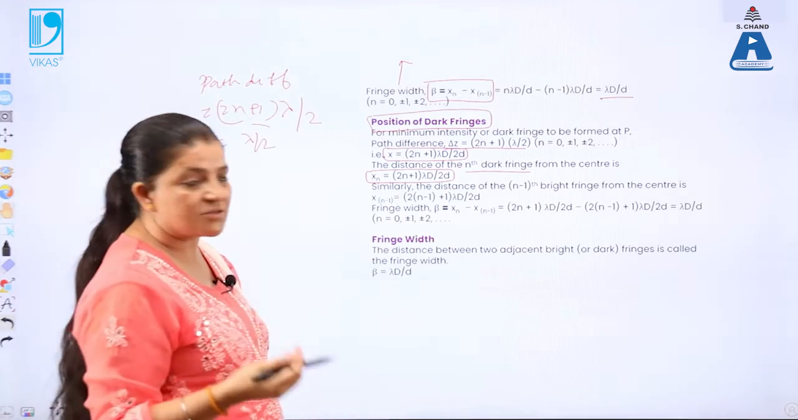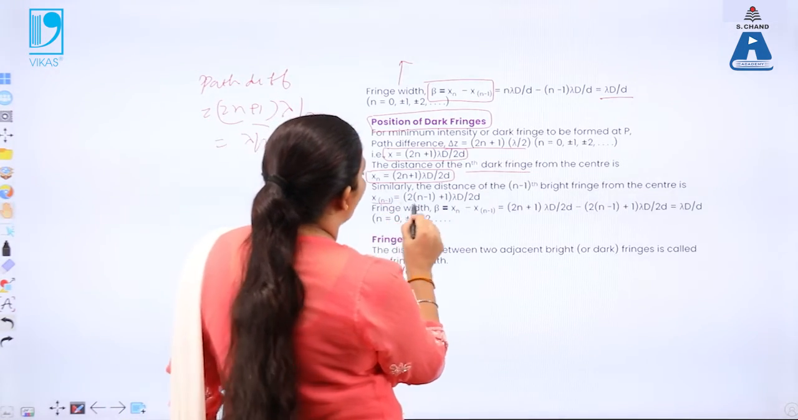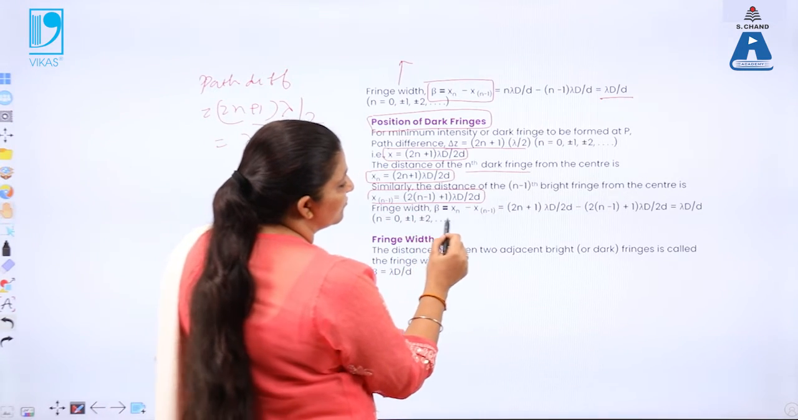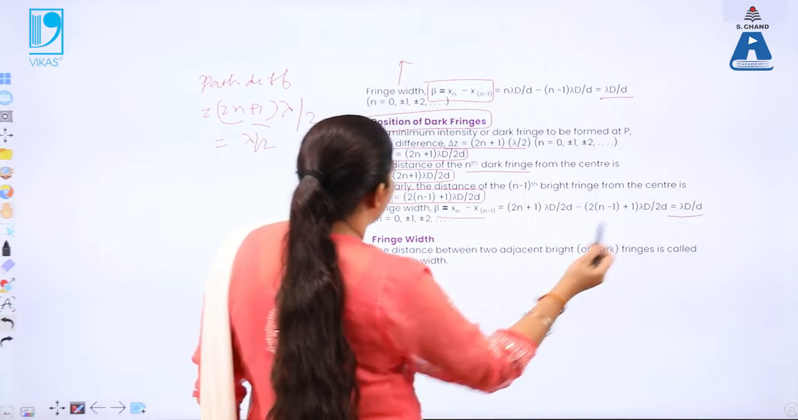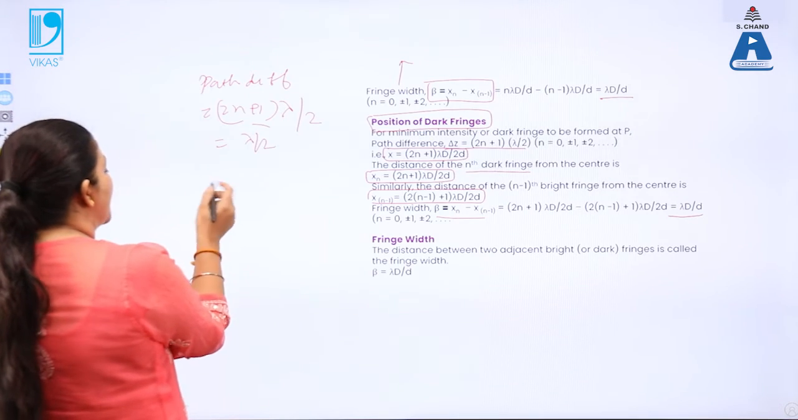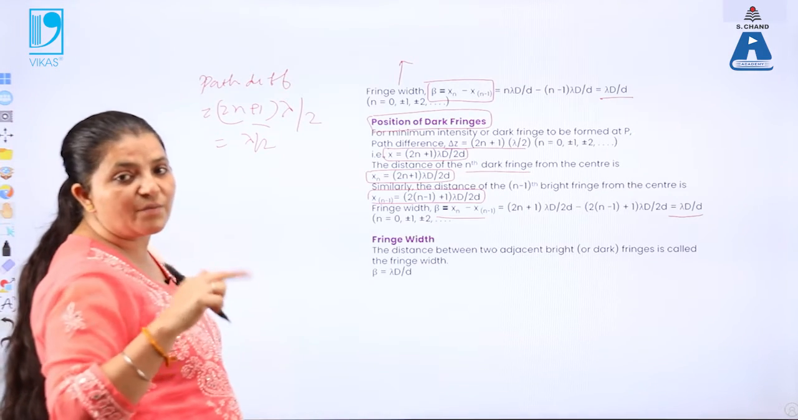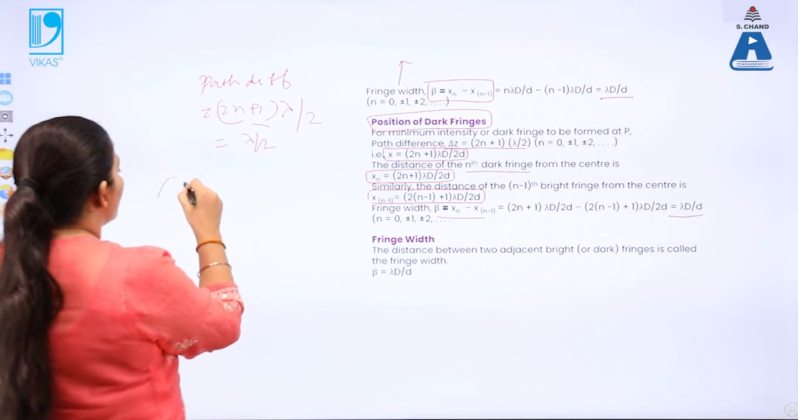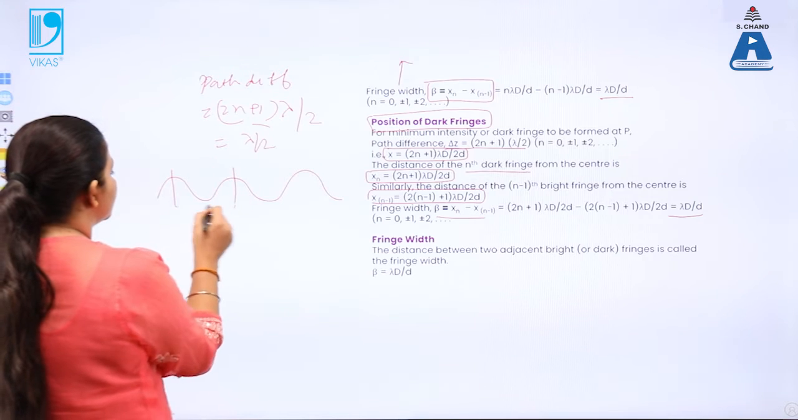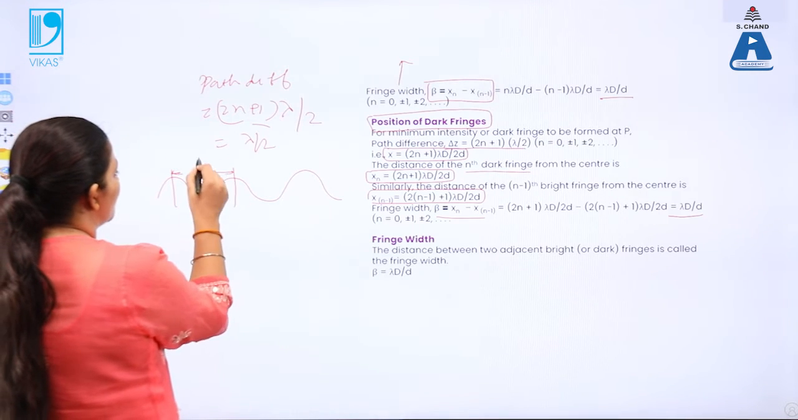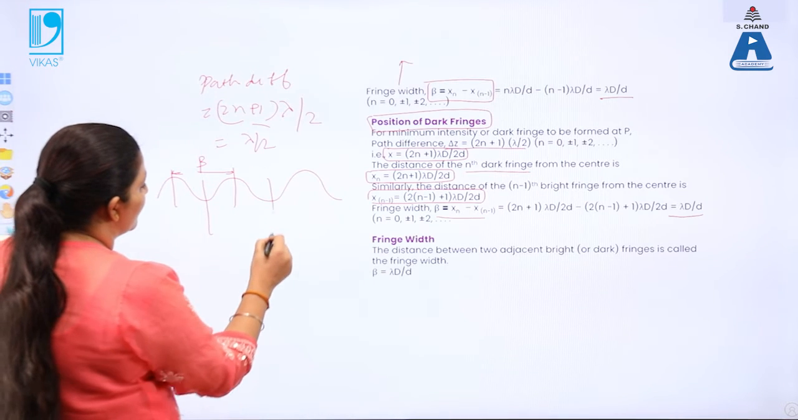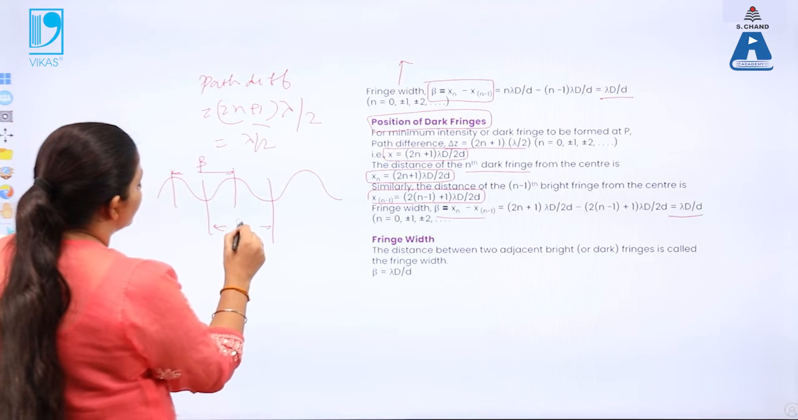Now again for the n minus 1 ring, we will get 2n minus 1, so replace n with n minus 1. Again the fringe width will be equal to lambda D by d over here. So what is fringe width? That is the distance between two consecutive maxima or minima. If these are two consecutive maxima, the distance between these two maxima is known as fringe width beta. Again the distance between two consecutive minima is the fringe width, again beta.